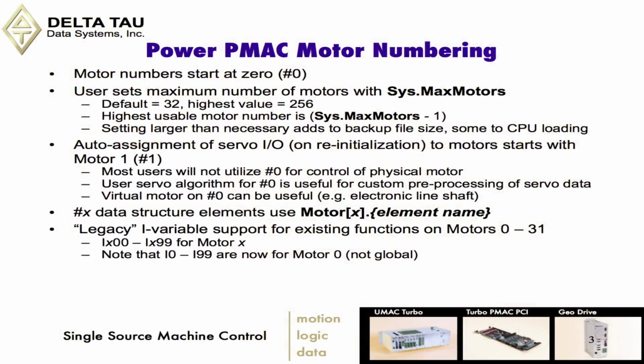So the X data structure element refers back to the Motor[x].element name. For those of you that are familiar with Turbo PMAC, there's legacy I variable support for existing functions on motors 0 through 31. Turbo PMAC had I variables I0 through I99, but Power PMAC wouldn't consider those as the old global I variables. Power PMAC is going to look at that as the standard I variables for motor 0.